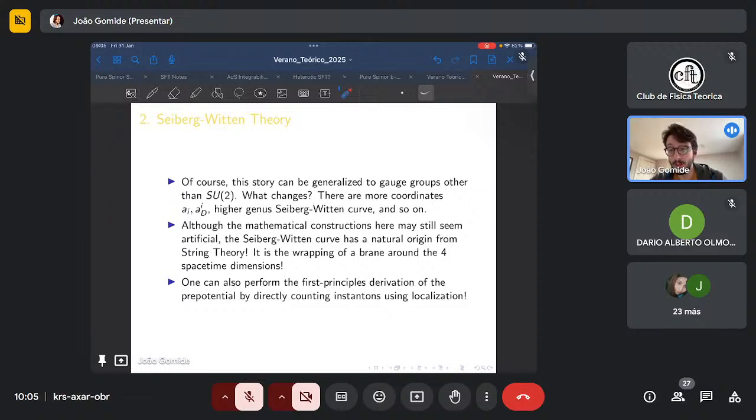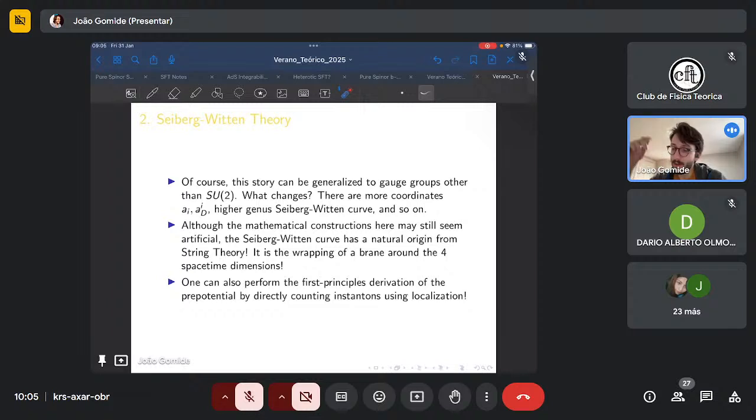It will have more coordinates. The Seiberg-Witten curve that we constructed to find the solution will be a more complicated curve. It will be a surface with more holes in it, with a higher genus, and so on. But the story goes. You can also do this for theories with matter, to study confinement and so on.